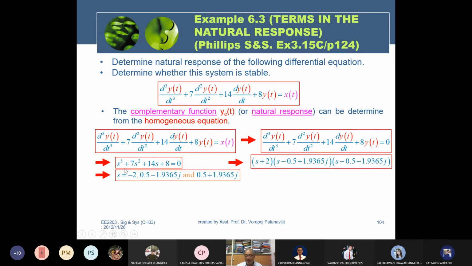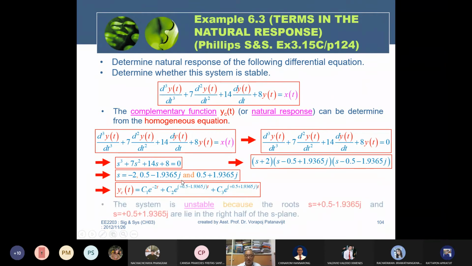Here you can factorize them, and in this case you can see that you have three factors. The second and the third one have complex roots, but the complex part we don't care about. What we concern, whether the system is stable or not, is the real part of them. All real parts must be negative, but in this case the real part of the second and third roots is positive. Therefore, if it's positive, the system is unstable.